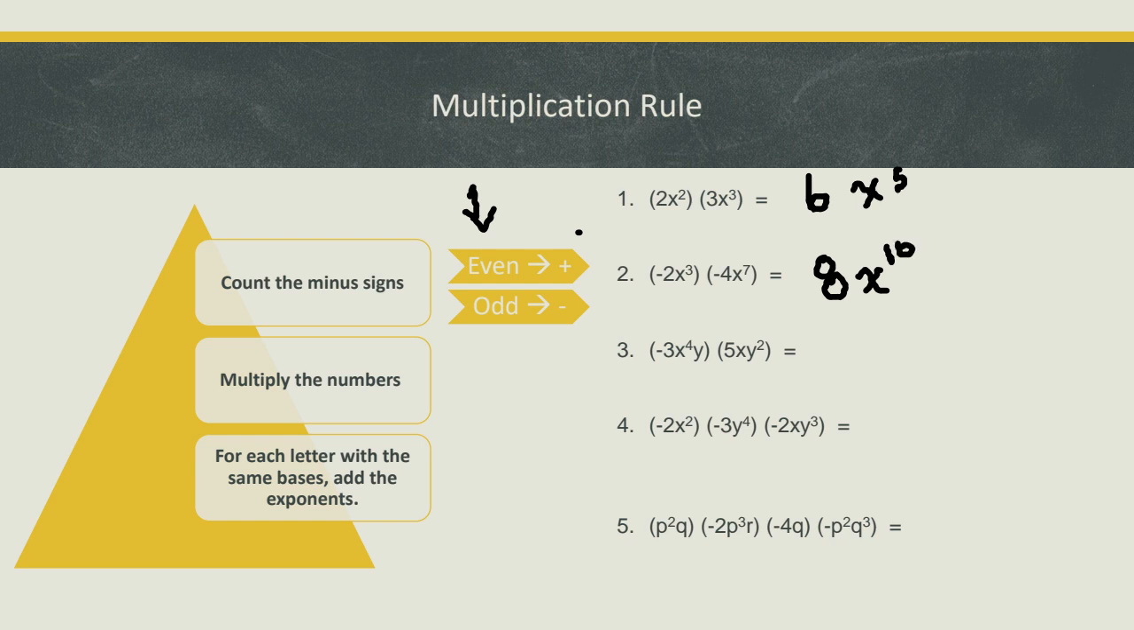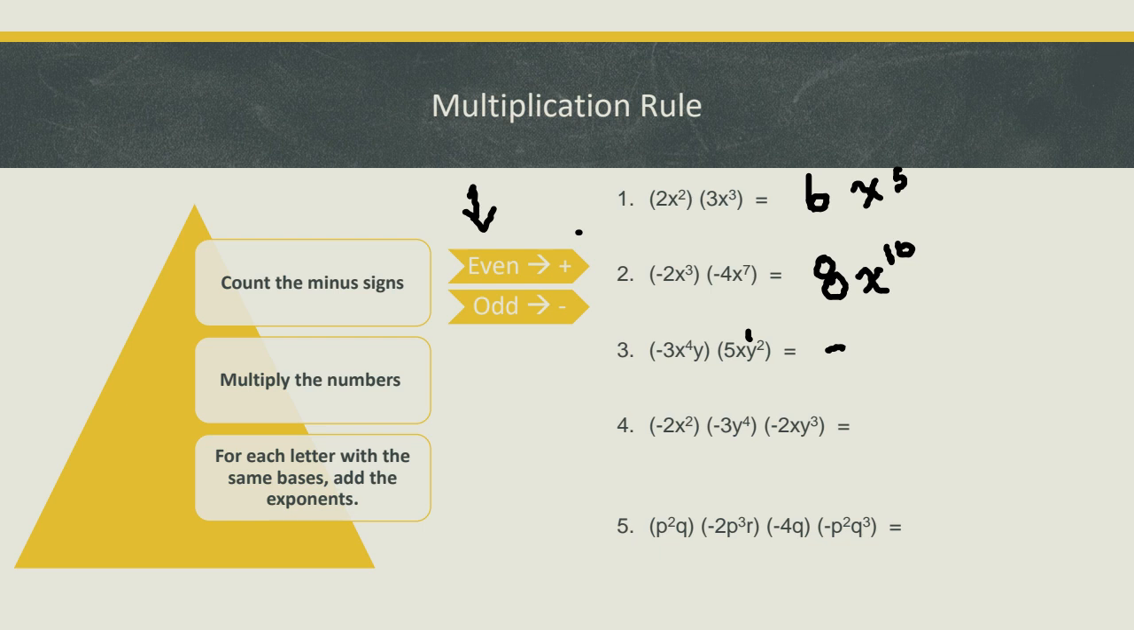So now I have 1 negative sign, so that's an odd amount. That gives me a negative. My x's, don't forget about this one here. So I have 5 x's. Oh, sorry. I forgot to multiply the coefficients. I'm going to erase that. Got ahead of myself there. Okay, sorry. Negative 3 times 5 is 15. Now I can do my x's.